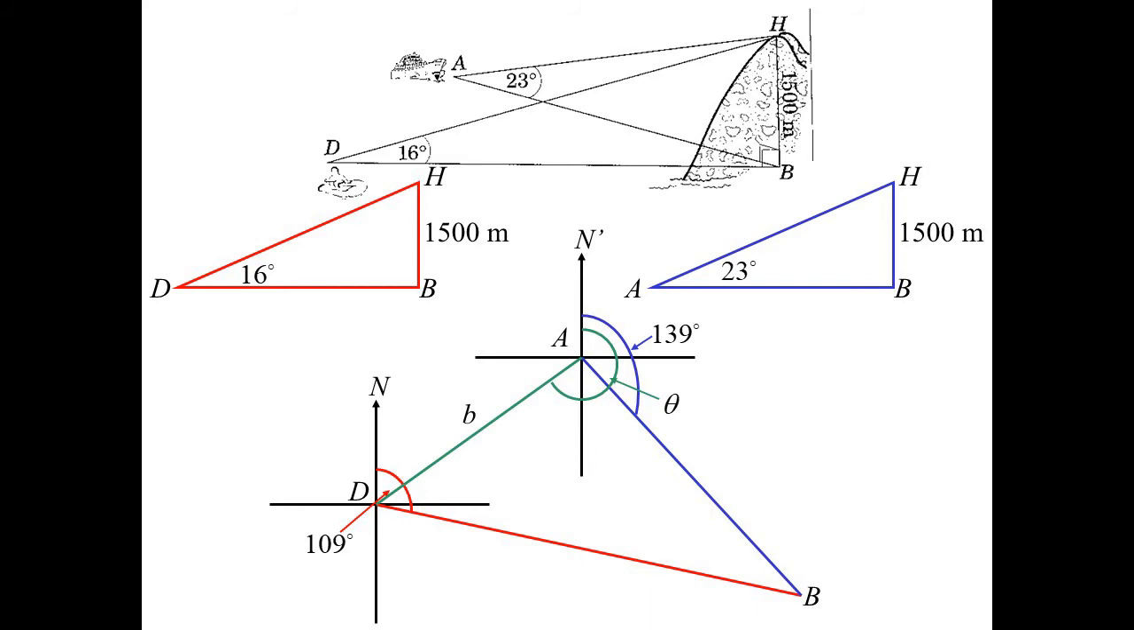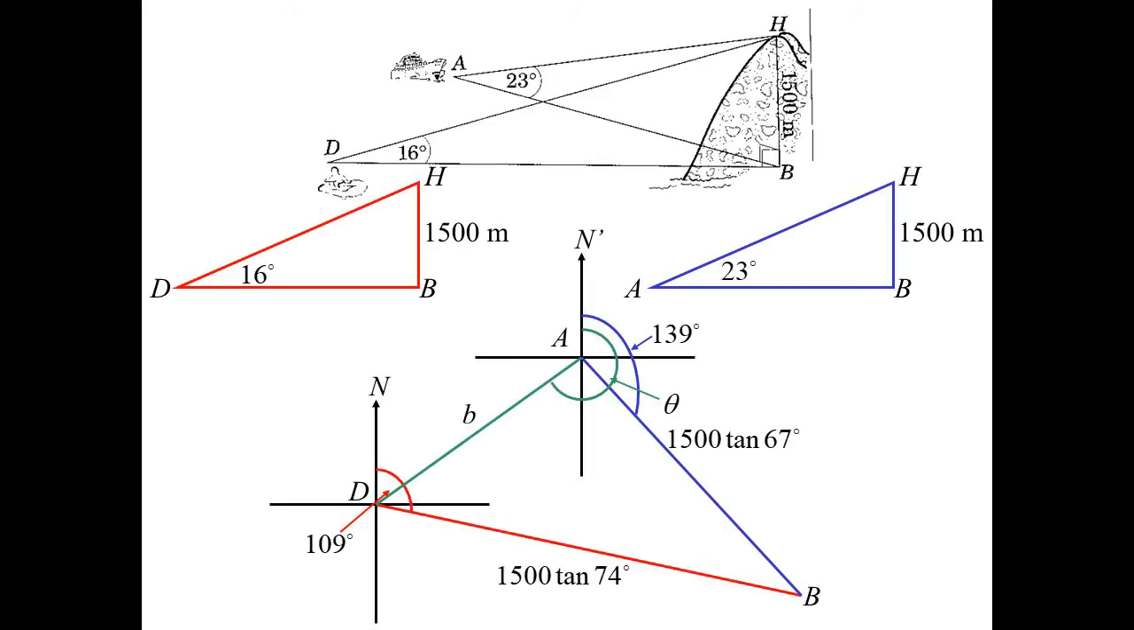Okay, what sides do we know at the bottom? None at the moment. But I can work out BD. BD over 1500 is tan 74, so BD is 1500 tan 74. Similarly, in the other triangle, I would end up with 1500 tan 67. And by the way, if you're in the exam, yes, you can just do that. You don't have to do all the working out again. They're just two different triangles with exactly the same situation. So logic works out what the answer should be. Let's put that on our diagram. We now have two sides.